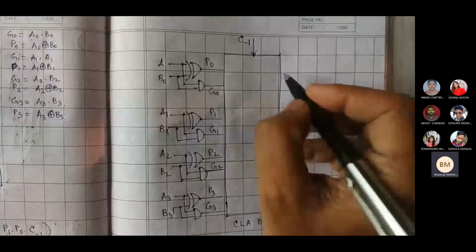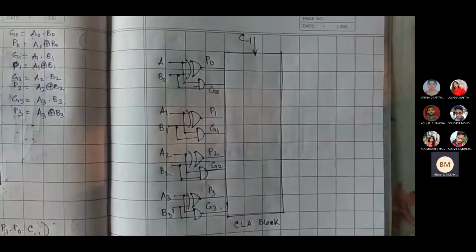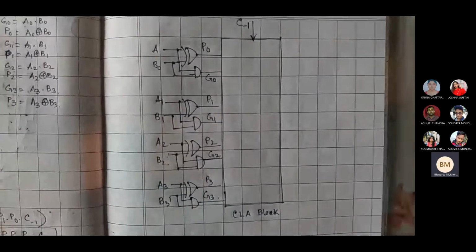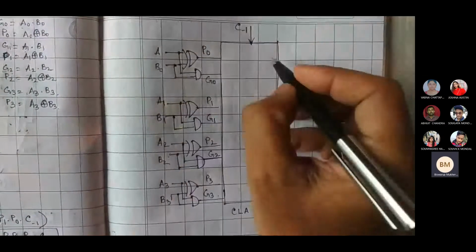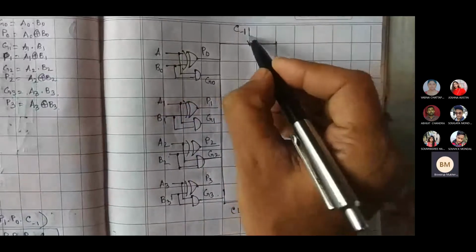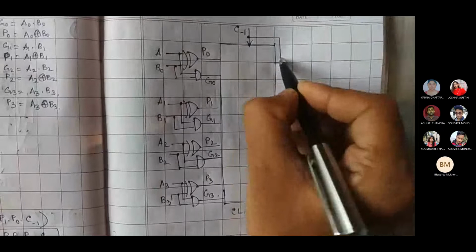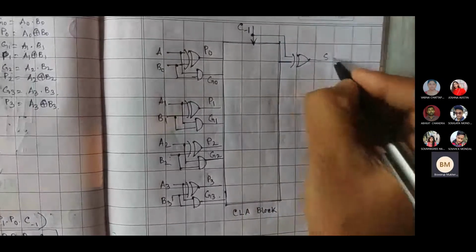What would be the output? Output is nothing but if we have to make our sum output. আমাদের যদি sum output টা লাগে, so what we will be doing? We'll be taking the P0, which is nothing but A XOR B, along with C-1. XOR করে দিলাম, we are getting S0. Okay.